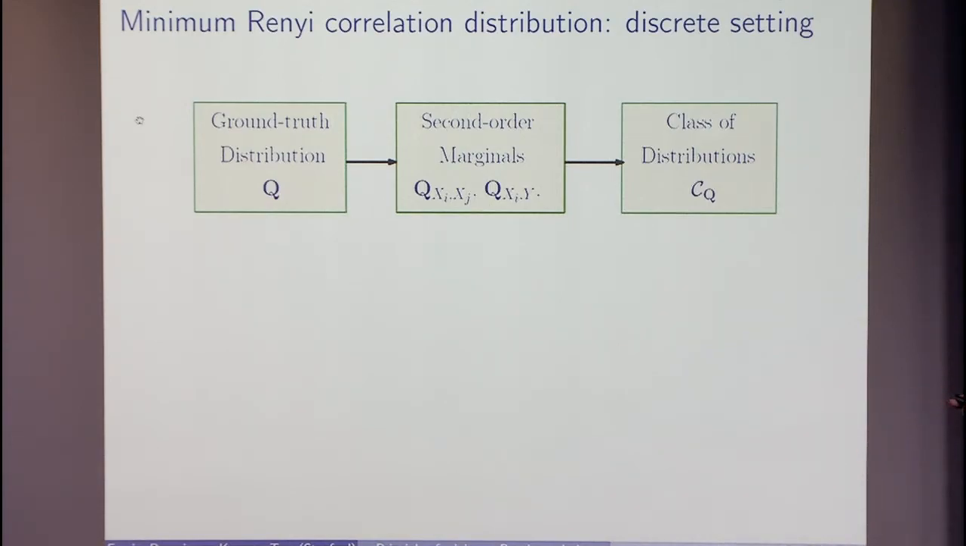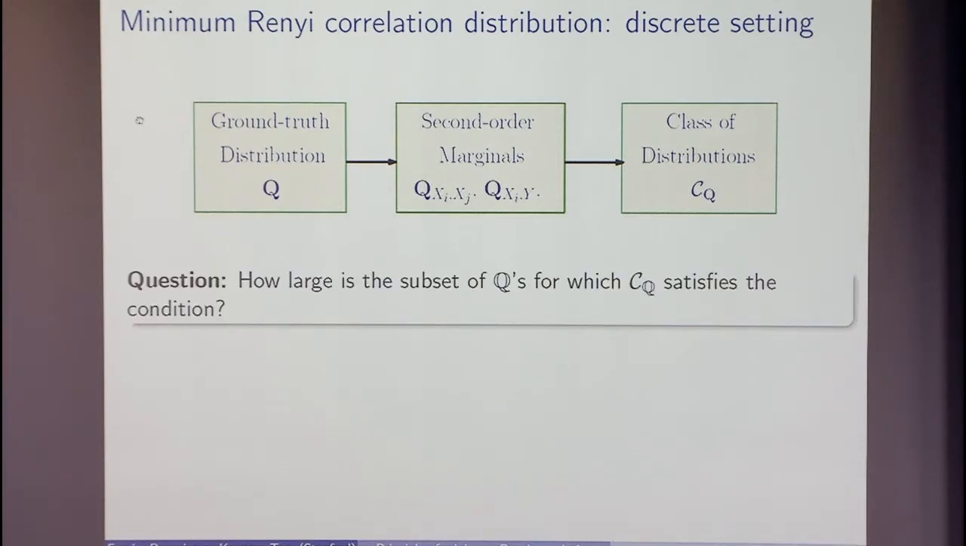So consider this diagram. We have a ground truth distribution Q we are not aware of. Then I estimate second order marginals Qxi,xj, Qxi,y. And from them, I form a class of distributions CQ. Now the question is, how large is the subset of Qs for which this CQ satisfies that condition, under which we are in the fine regime?